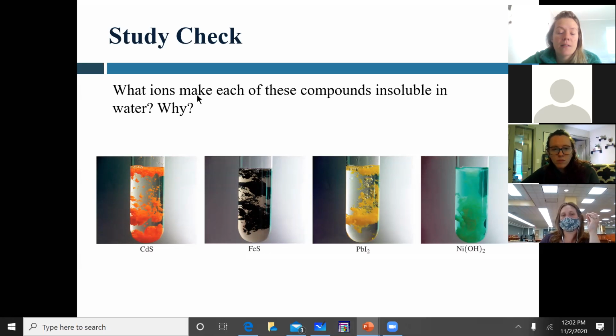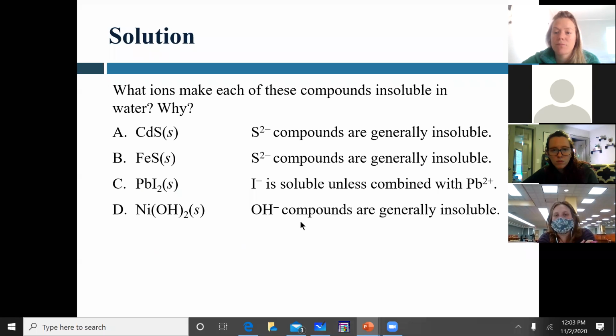So what ions make each of these compounds insoluble in water and why? Again, I'm not going to test you on the solubility rules. It's kind of pointless, but this one is insoluble because of the lead combined with iodine. It's just these two specific mixtures, that sulfur. The sulfur tends to make those insoluble. The nickel with the OH, generally insoluble.